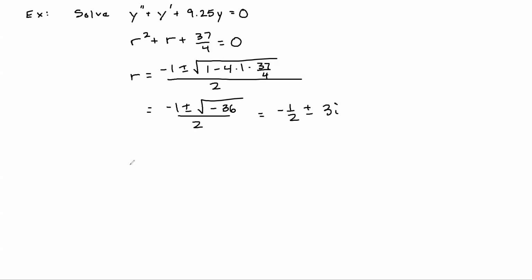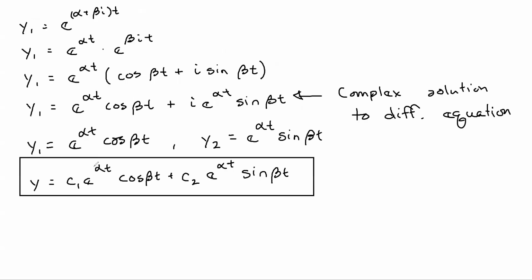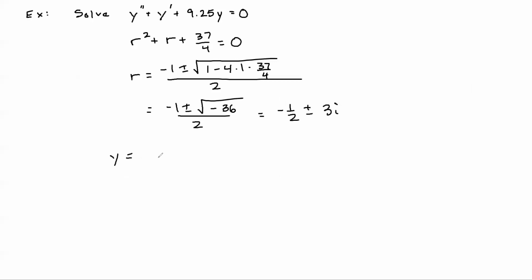Okay. And then using that, let's go back. What did we do? Right, if we got r equals alpha plus or minus beta i, what ended up happening with the alpha and the beta? We ended up taking the alpha and putting it in the exponent of e, and taking the beta and putting it inside the trig functions. So we want to just take the alpha, put it in the exponent of e, and take the beta, put it inside the trig functions.